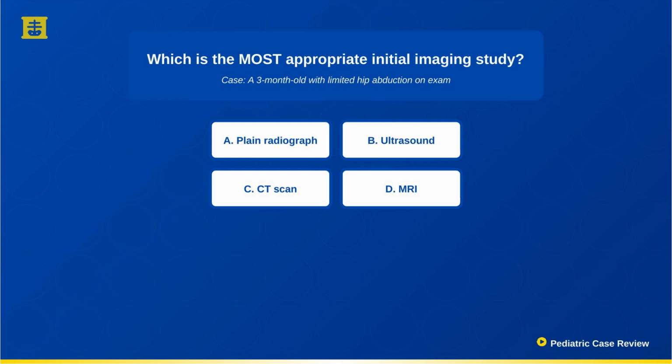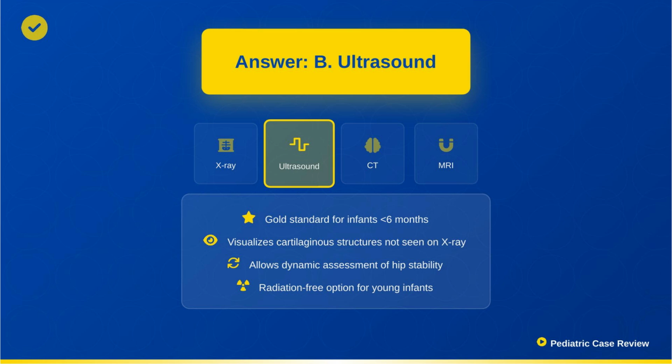Here's a case. A 3-month-old presents with limited hip abduction on examination. Which is the most appropriate initial imaging study? A. Plain radiograph. B. Ultrasound. C. CT scan. D. MRI. The correct answer is B.